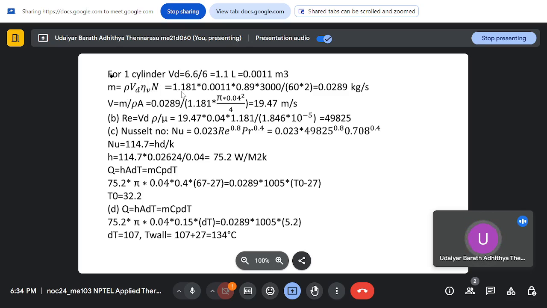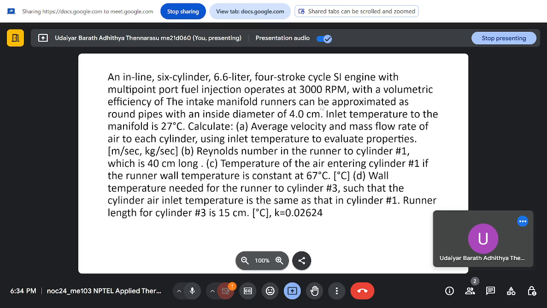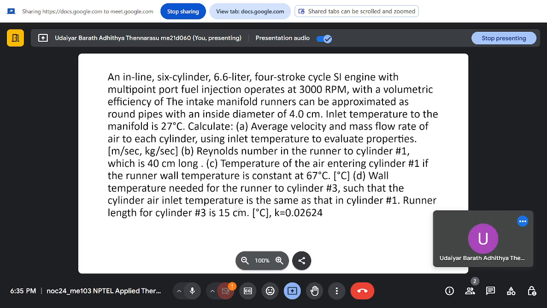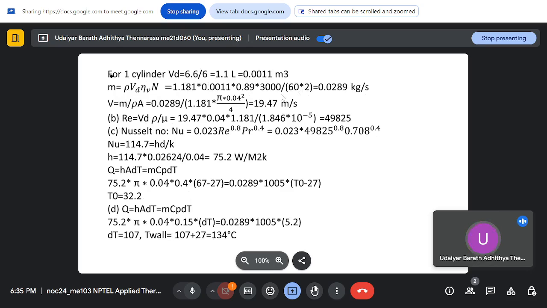So rho is 1.181 into the displacement volume which we have calculated, 0.0011, into volumetric efficiency, with a volumetric efficiency of 0.89, into speed, which is 3000 divided by 60 and divided by 2. Because it's a 4-stroke engine, so one working stroke per 2 revolutions. So that comes out to be 0.0289 kg per second.